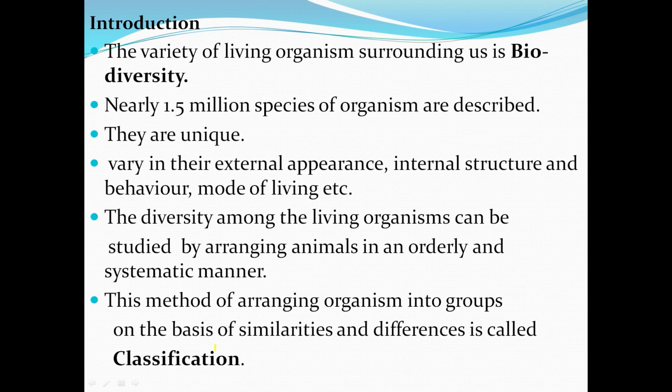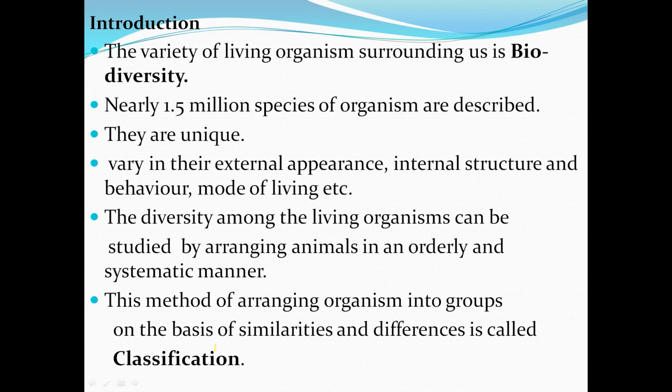Children, what do we see around us in nature? We can see a variety of living organisms surrounding us in nature, and this is what is called biodiversity. We can see a variety of organisms, from a small plant to a big tree, a climber, a small bird, a big elephant, etc.